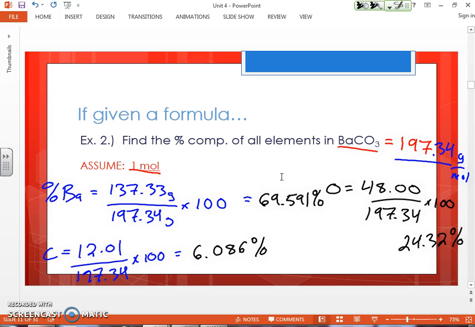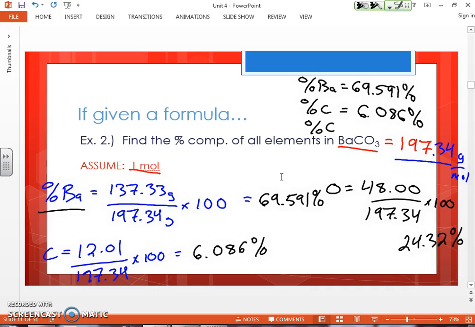Make sure that you label your answers a little better, or maybe write your final answer as percent barium equals 69.591%, percent carbon equals 6.086%, and then percent oxygen equals 24.32%. Maybe make a little table like that too, especially if your work's all over the place like mine.